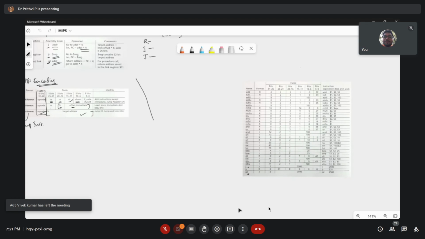See, for this MIPS subset, you can refer to your Roth book, Charles H. Roth, it will be clear. You have the textbook? Yes, the Charles Roth will be clear, and all these tables are taken from that book itself. So you can refer to that. Okay, so I'll stop the session.